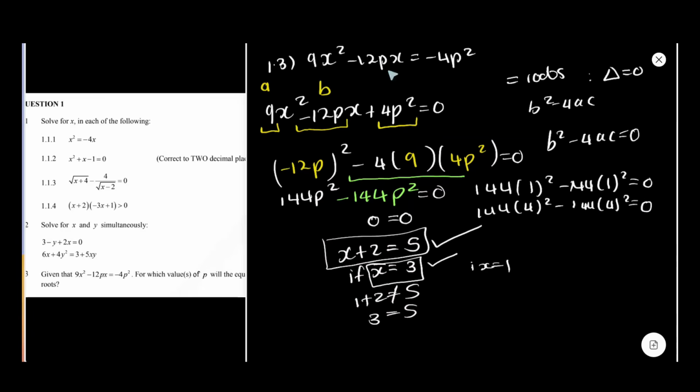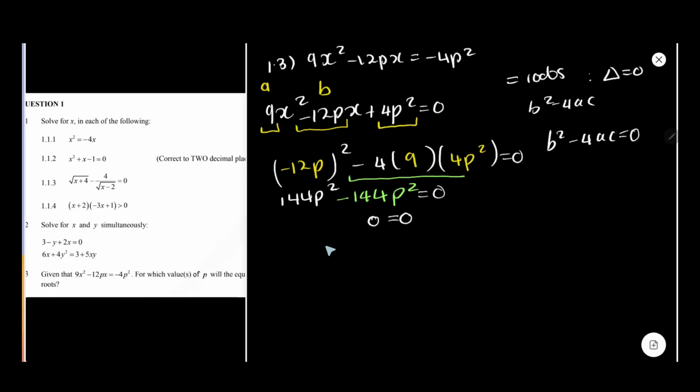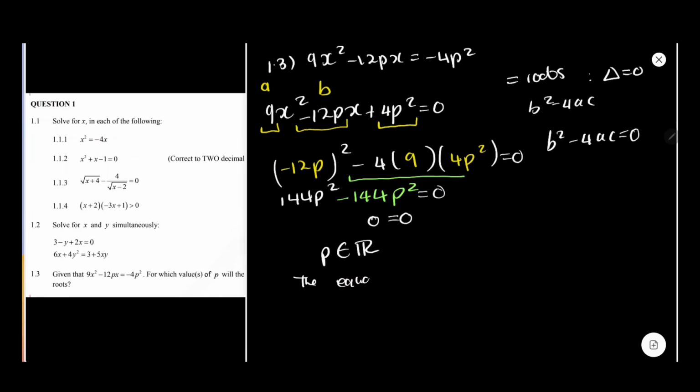So our answer for this, let me just erase all of this. Our answer for this is that p is an element of real numbers. It's just going to work for every single number. So you can say the equation will have equal roots for all real values of p. As long as it's a real number, it's going to work. Okay, so that concludes question 1, and I'll see you in the next part in question 2.